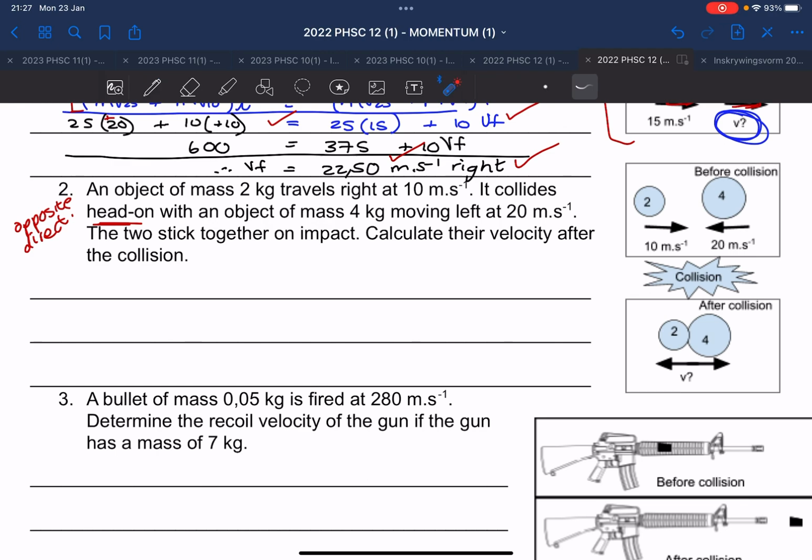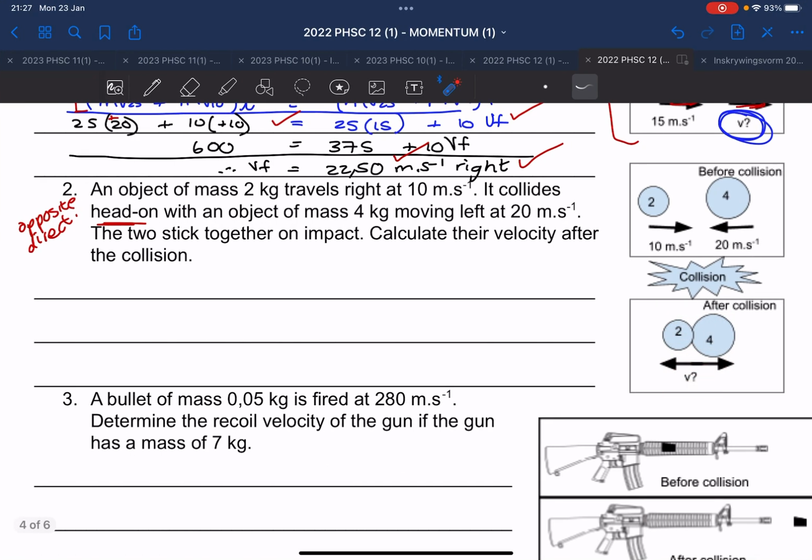Alright, so you can see here we have 2 traveling at 10, 4 traveling at 20 in opposite directions. Then they collide with one another. They stick together afterwards, and we don't know in which direction they will be moving, but we need to calculate the velocity. Now, because this one has a bigger mass and a bigger velocity, it will have a bigger momentum. So I'm going to choose to the left to be positive. I'm stating clearly there that to the left is positive.